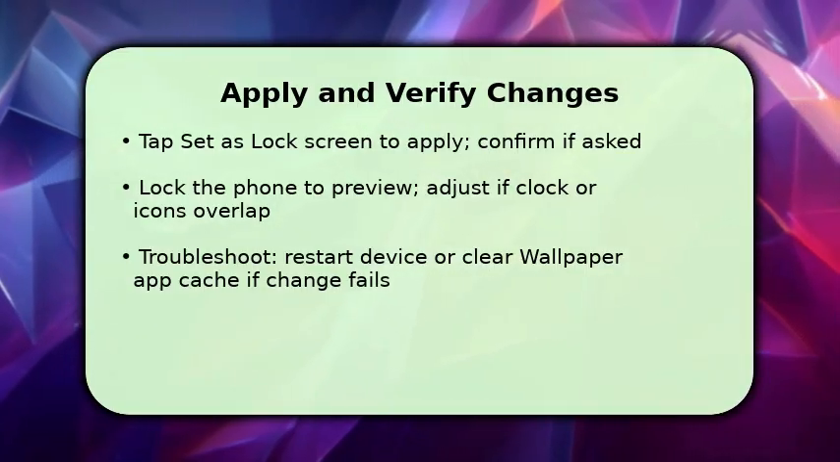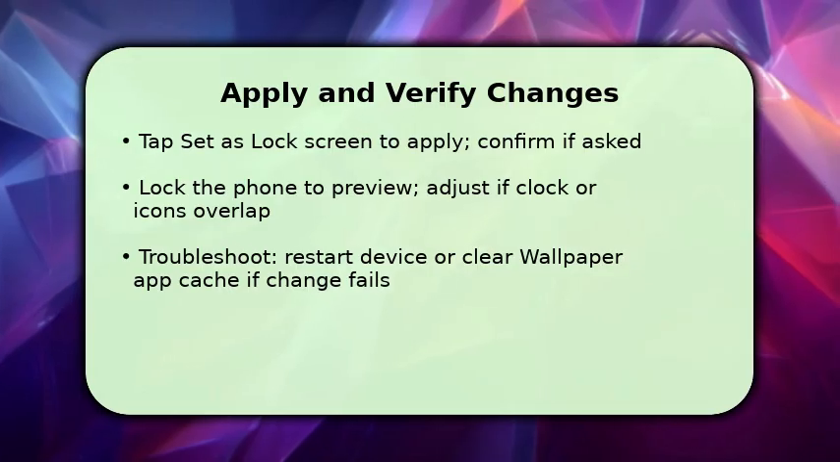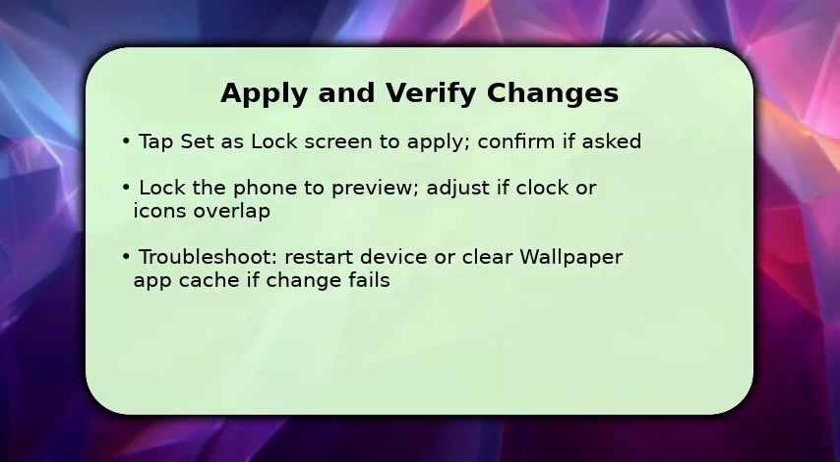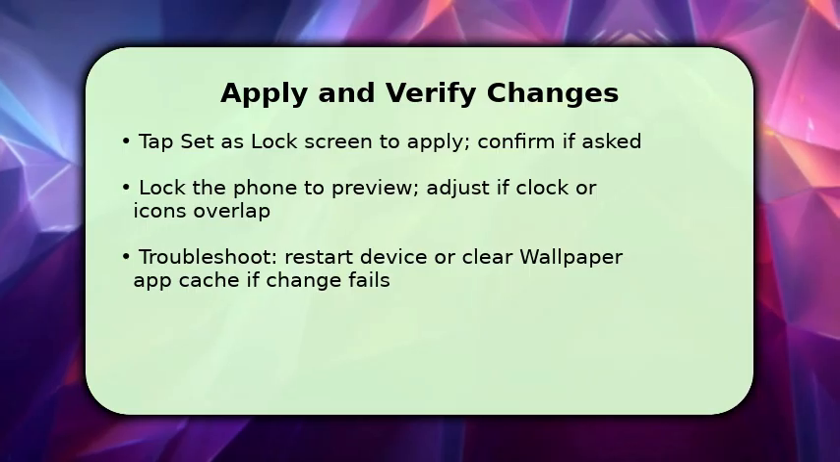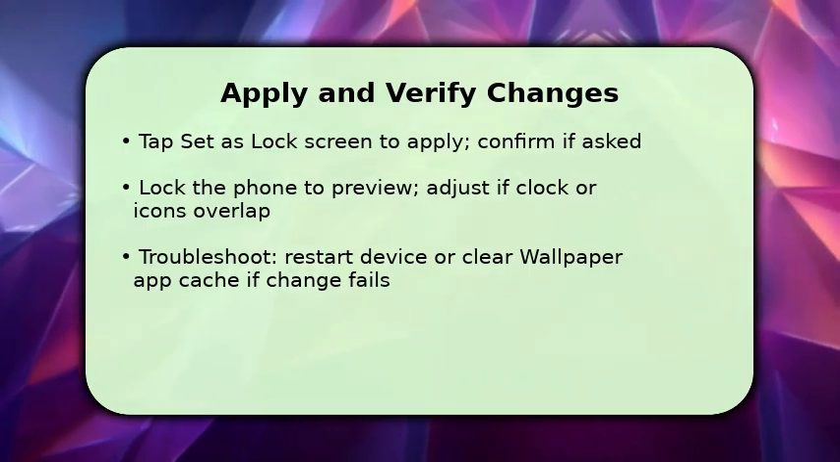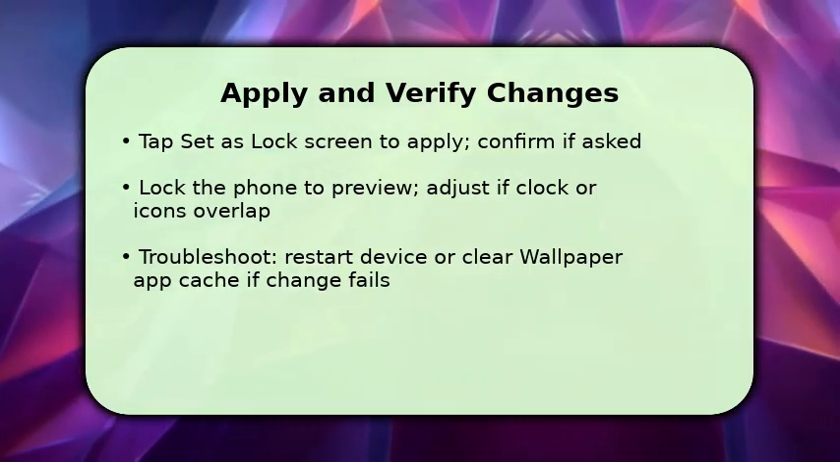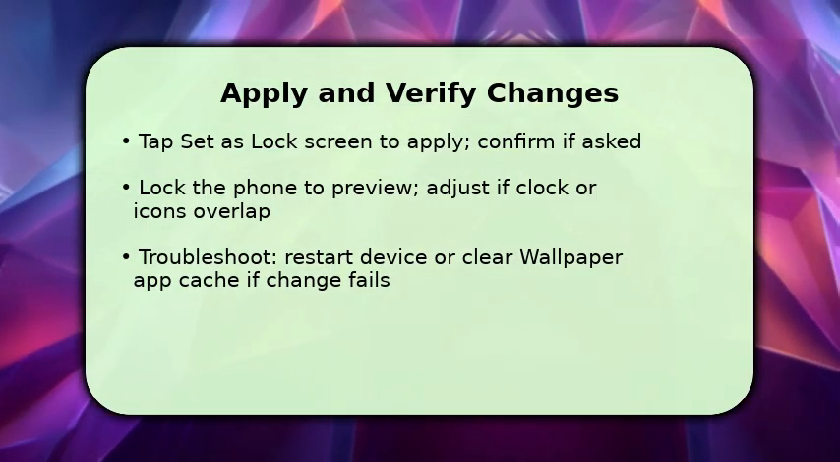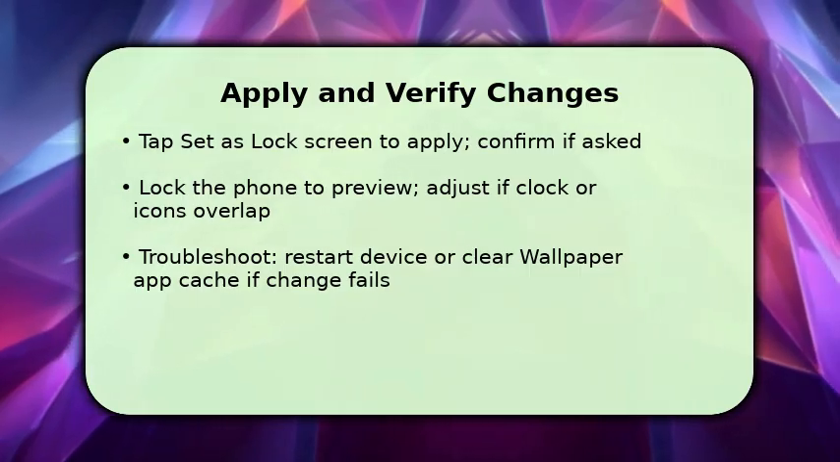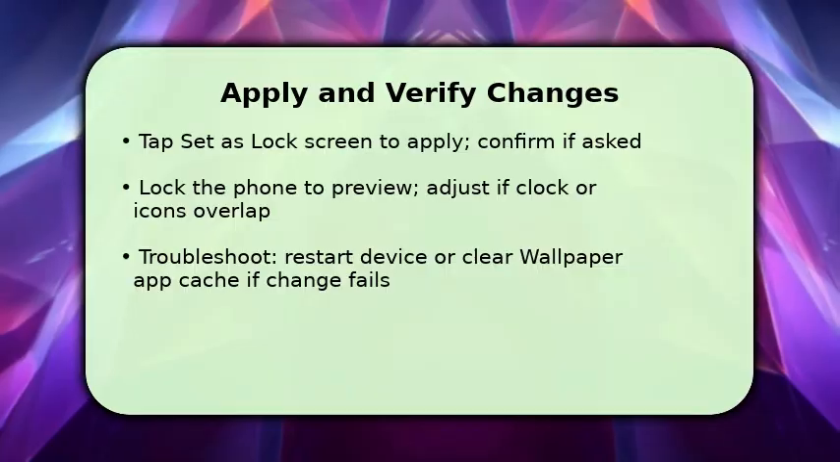If elements overlap or text is unreadable, reopen Wallpaper and recrop or toggle blur. If the new image doesn't apply, restart the phone, then clear the Wallpaper or Home app cache in Settings, Right Arrow, Apps. This fixes most stuck wallpaper updates and forces the system to reload your chosen image.